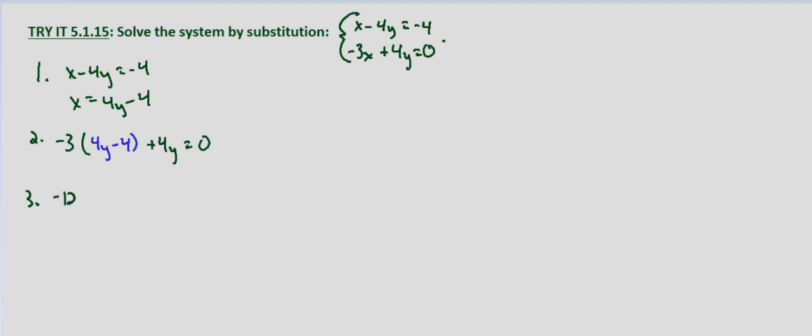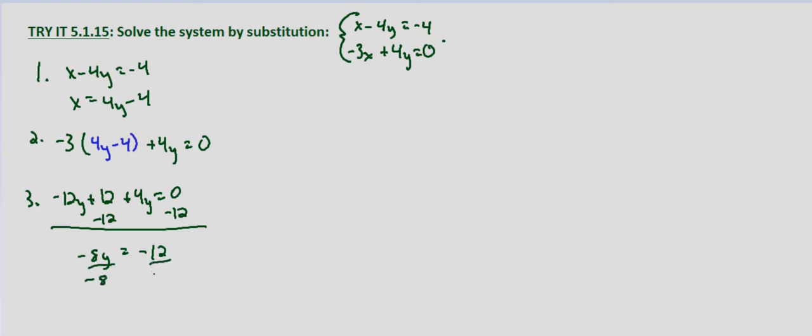So negative 12y plus 12 plus 4y equals 0. Subtract 12 from both sides and combine like terms. Negative 12y plus 4y is negative 8y equals 0 minus 12 is negative 12. Divide both sides by negative 8. And we get y equals 3/2.